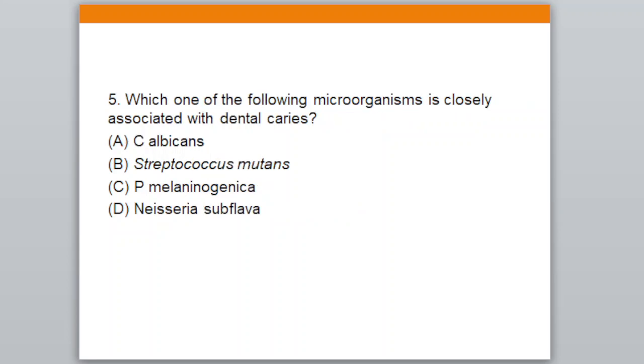Question number 5. Which of the following microorganisms is closely associated with dental caries? Option A. Candida albicans, B. Streptococcus mutans, C. Pseudomonas melaninogenica and D. Neisseria subflava. The correct option is option B. Streptococcus mutans.